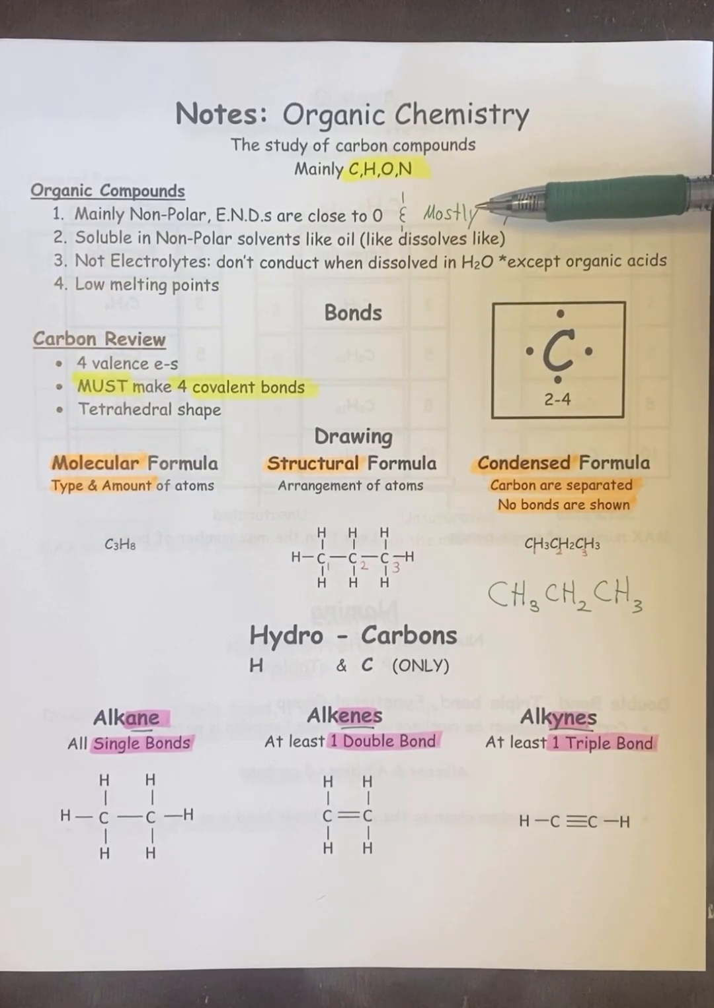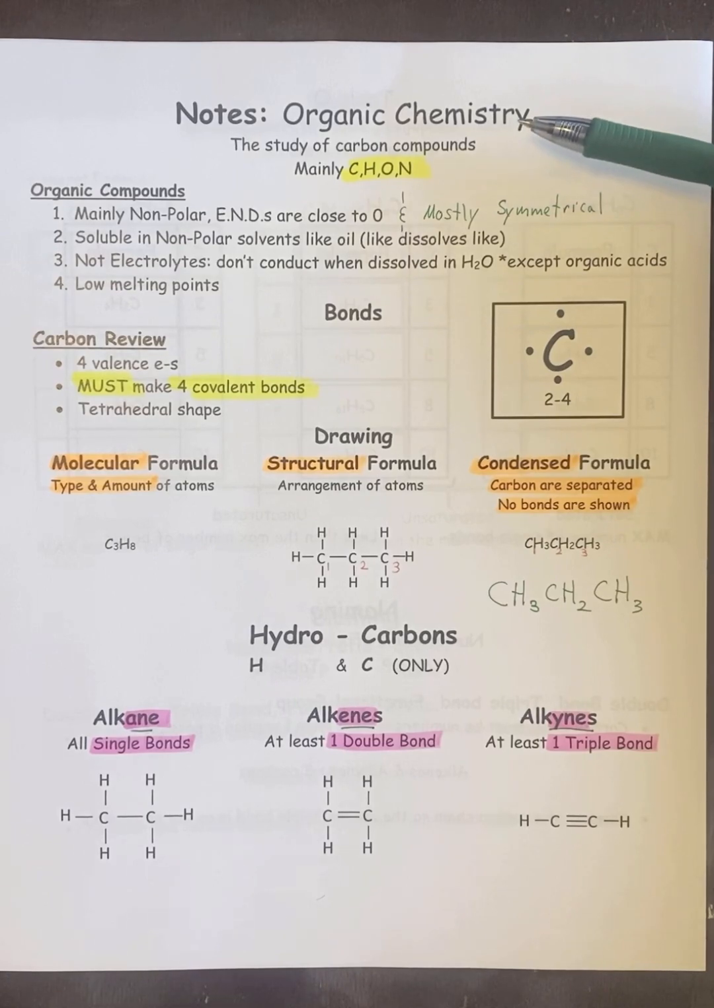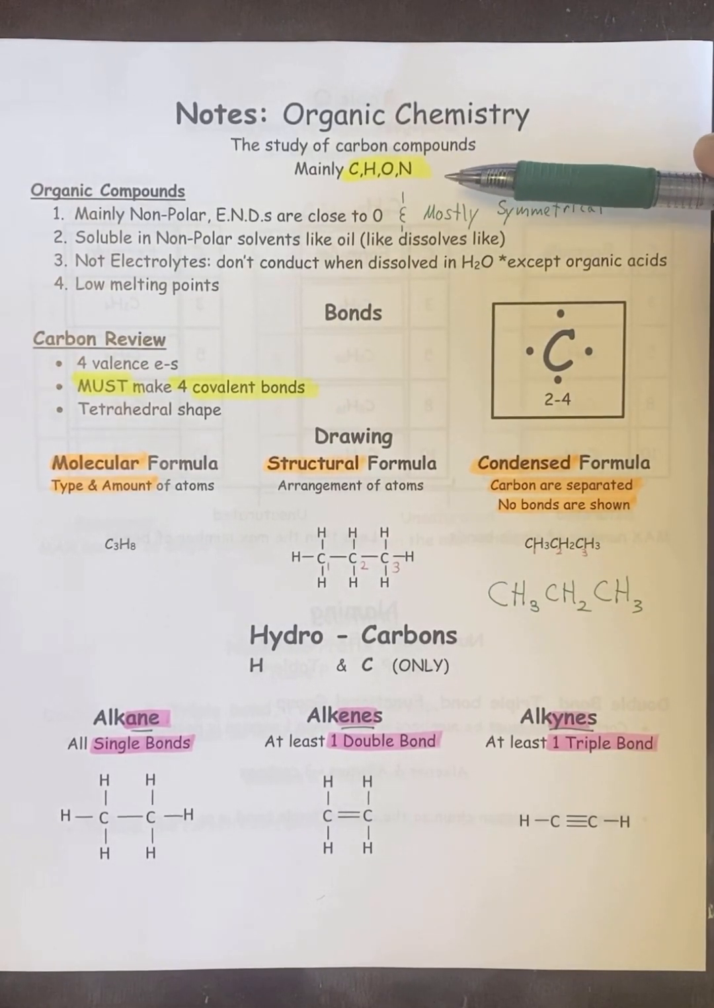They're mainly nonpolar. There's a reason for that. Their ENDs are very close to zero. In other words, carbon and hydrogen are like 2.2 and 2.4, so they're very close to each other. And so it's almost zero, and the molecules tend to be symmetrical. Now that doesn't mean there can't be polar organic molecules. As a matter of fact, there is a whole bunch of them, but in general, we say hydrocarbons or organic compounds tend to be nonpolar.